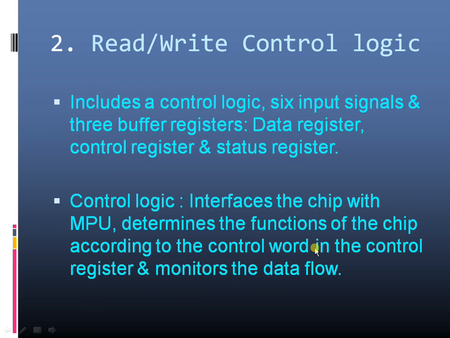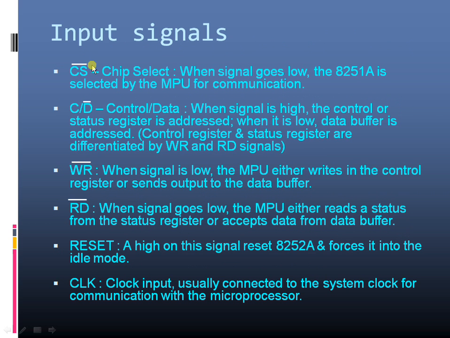Now we have the read-write control logic. It internally contains 3 registers, and along with them it has 6 input signals. The main functionality of this control logic is to provide the control signals to different blocks of 8251. Now let us see the importance of each and every pin.